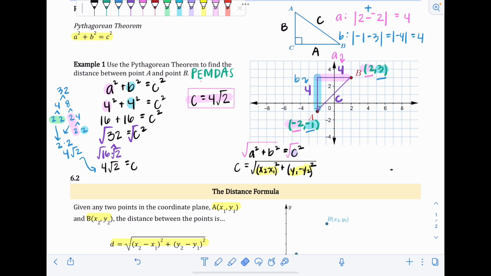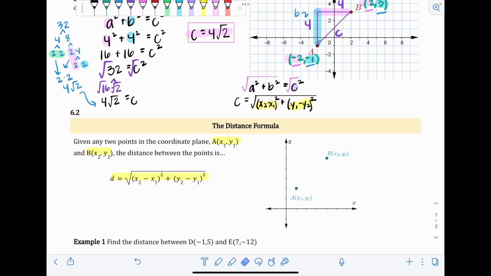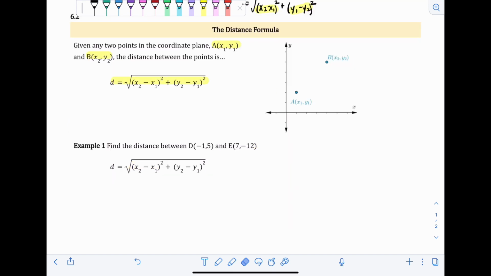Okay, so now you could see how the Pythagorean theorem, the way that we reworked it with organizing the coordinates, looks just like the distance formula. It is the distance formula, it's just made so that you can use it a little bit more easily without actually having a graph in front of you. Okay, so example 1, find the distance between D, which is (-1, 5), and E, which is (7, -12).